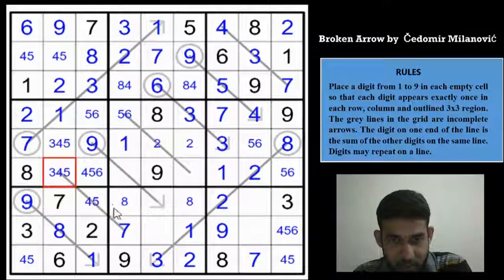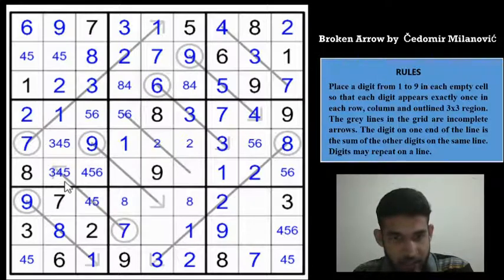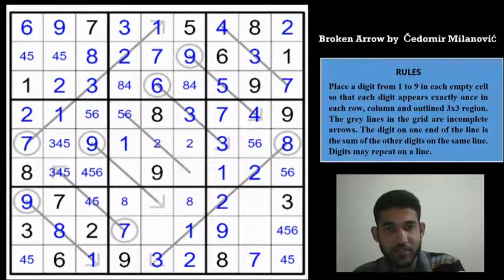And now we can resolve this line. This is going to be the Sudoku arrow, or rather the circle. So if you have a 4 here, you have a 3 here. If you have the 5 here, you need to have a 2 here, but 2 is already here. So which means that we can resolve this line. This is a 4, this is a 3.